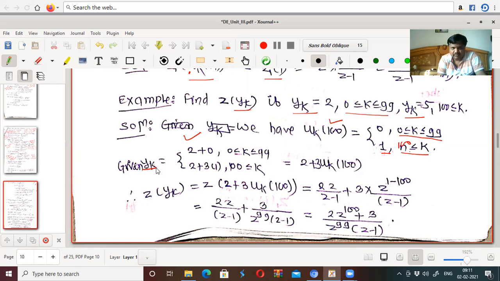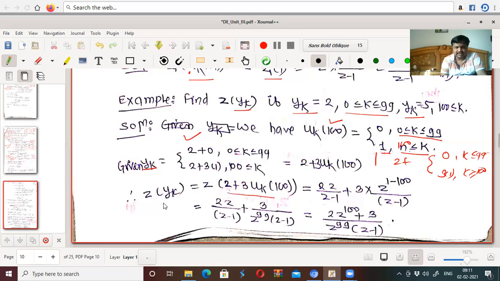So given that y_k is equal to 2 if k is 0 to 99 and 5 if k is greater than or equal to 100, 2 can be written as 2 plus 0 and 5 can be written as 2 plus 3 into 1. Isn't it? So this whole can be written as 2 plus 0 when k less than or equal to 99 and 3 into 1 when k greater than or equal to 100. So what is this term? So y_k is 2 plus 3 times u_k(100).